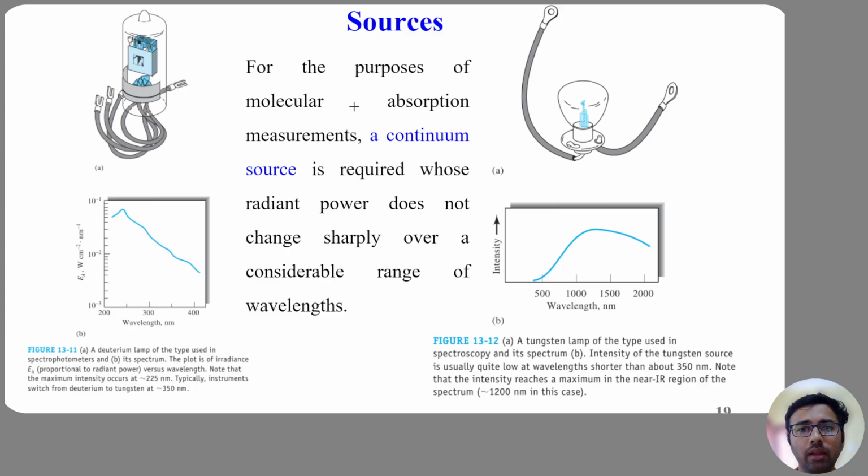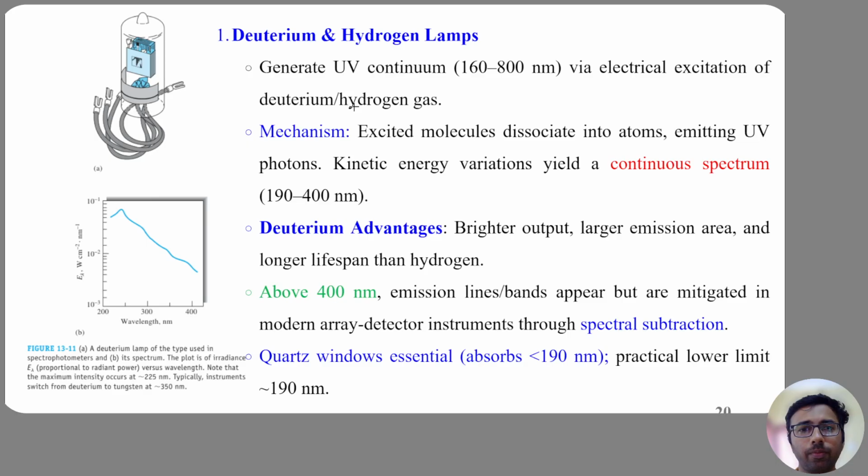Because of this limitation, commercial spectrometers automatically switch sources. Typically, below 350 nanometers deuterium lamp, above 350 nanometers tungsten lamp. This automatic switching ensures uniform intensity across the entire spectral range. Now let us understand the physics behind UV lamps.